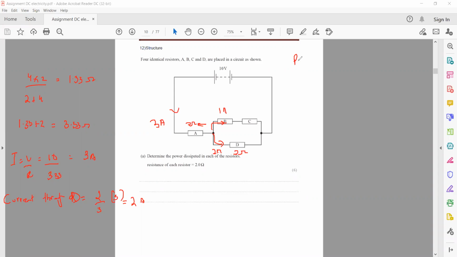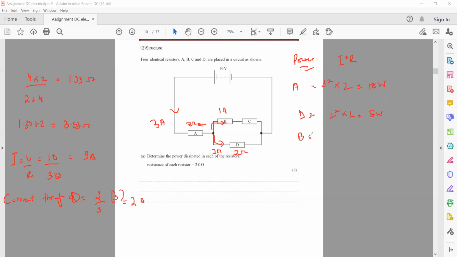For A, for power we'll use I squared R. So for A it will be 3 squared multiplied by 2, 3 squared is 9 multiplied by 2, that's equal to 18 watts. For D it is 2 squared multiplied by the resistance, 2 squared is 4 multiplied by 2, so that is 8 watts.